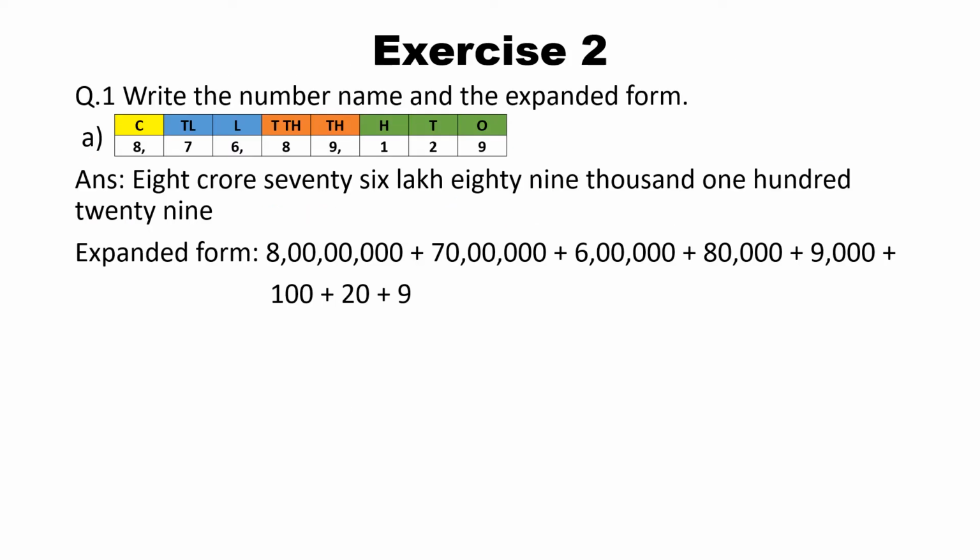Exercise 2. Write the number name and the expanded form of the given number. 8 is in the crores period, so 8 crore. 76 in the lakh period, 76 lakh. 89 is in the thousand period, 89,000. 1 in the hundred place, 100, and 2 9 will be read out together, 29. So 8 crore plus 70 lakh plus 6 lakh plus 80,000 plus 9,000 plus 100 plus 20 plus 9.